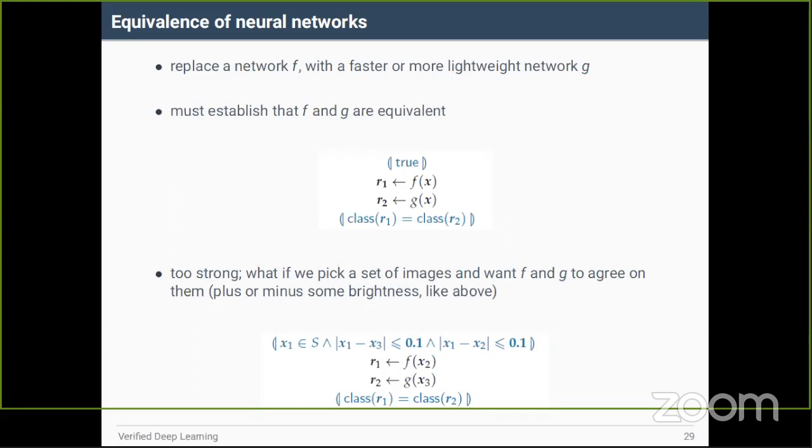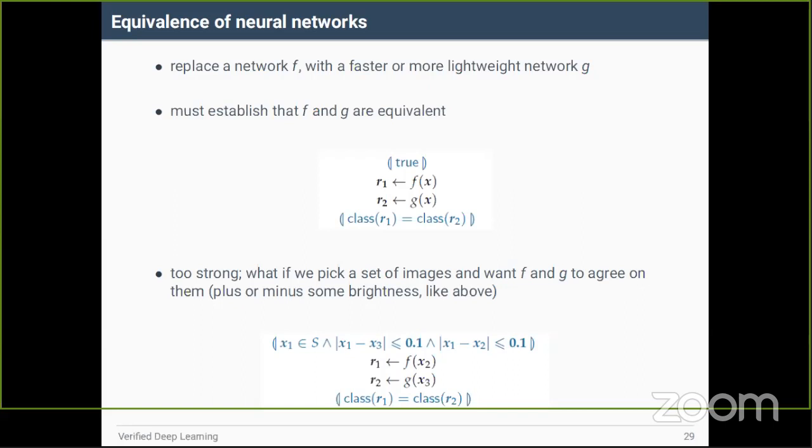So we don't want them to agree always. What if we pick a set of images and we want F and G to agree on those images, something which belongs to that set? We have picked a set of images, and as long as those two networks agree on the classification of those images in that set, then we are going to tell that yes, F and G are equivalent. Whether they are actually equivalent or not, whether it is correct to say it that way or not, is not our question. We are just trying to specify certain properties. We are trying to specify stronger properties, weaker properties. We are just doing this exercise.